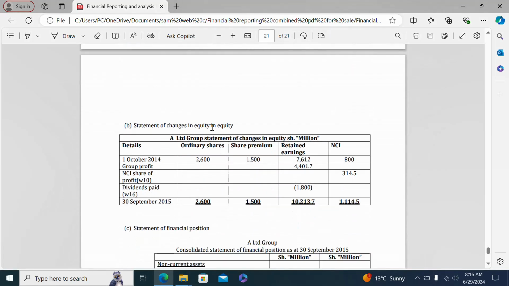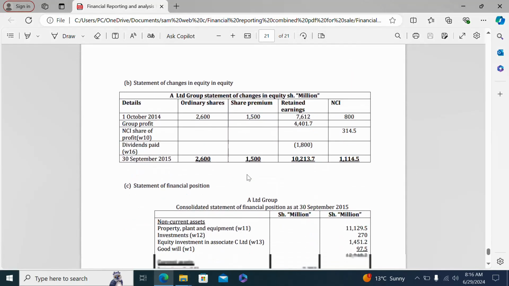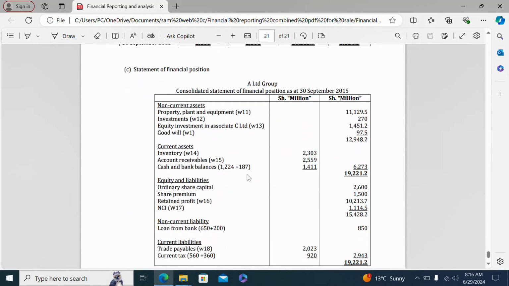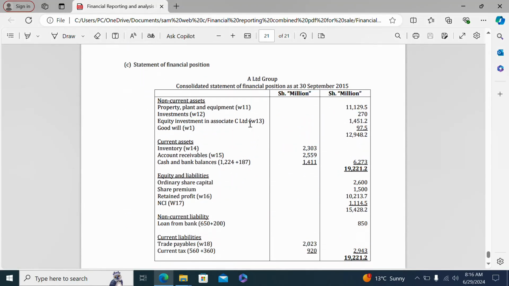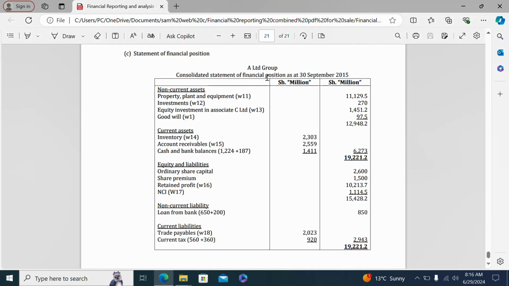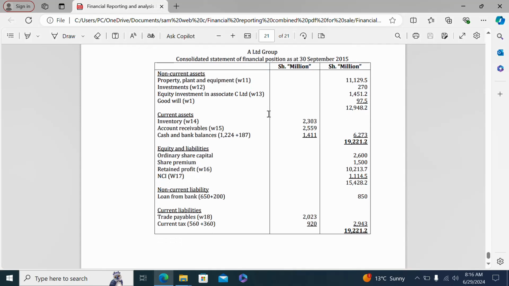Then we have the statement of changes in equity. And finally, Part C, we have the consolidated statement of financial position as at 30th September 2015. So those are the answers.